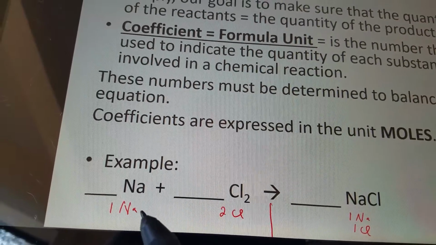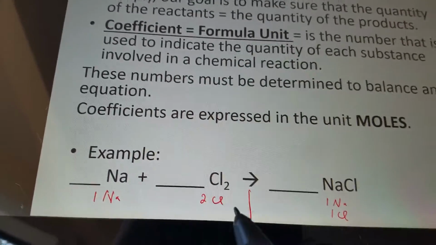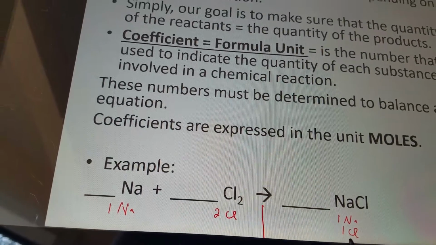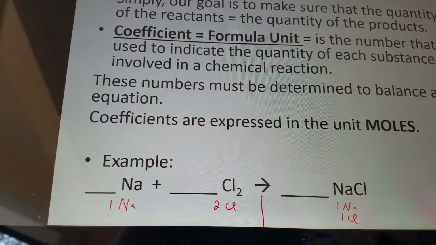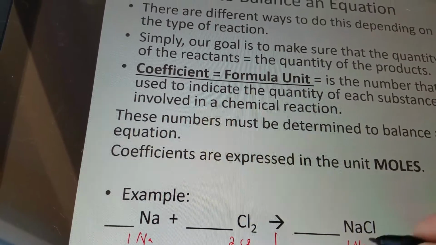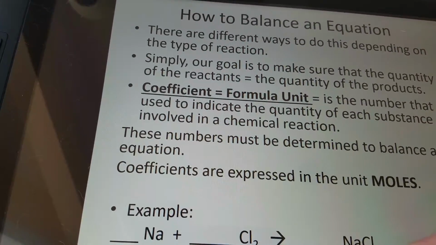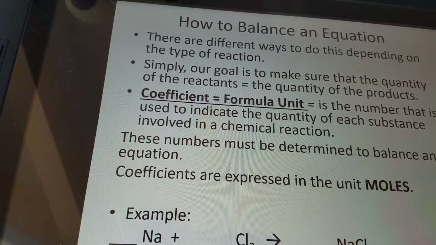So I have one sodium on this side, one sodium on this side, so it's balanced at the moment. I have two chlorines here, one chlorine here. So in order to balance this, I need to multiply this by 2. Since this chlorine and this sodium are linked together as a compound, the sodium also gets multiplied by 2.